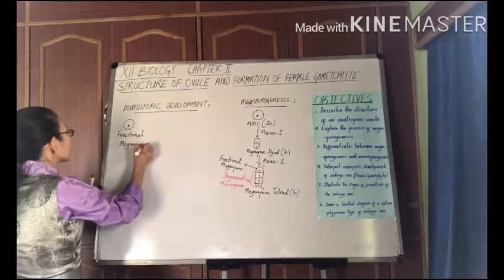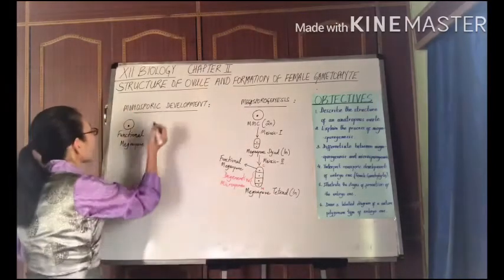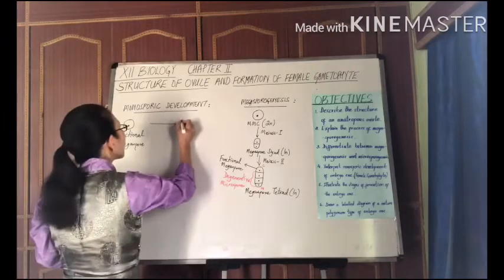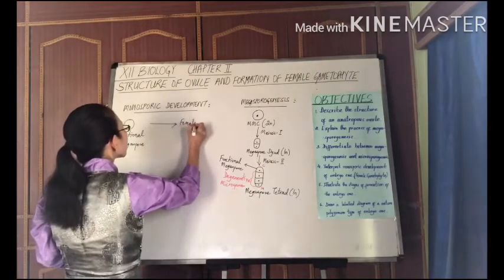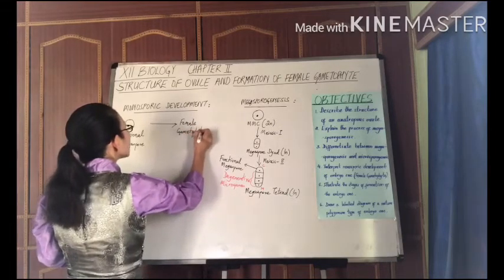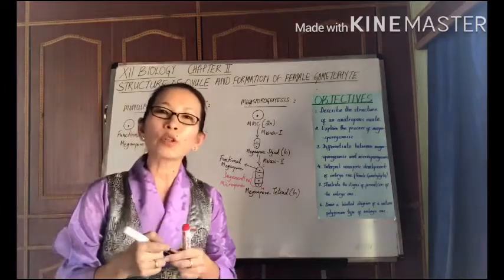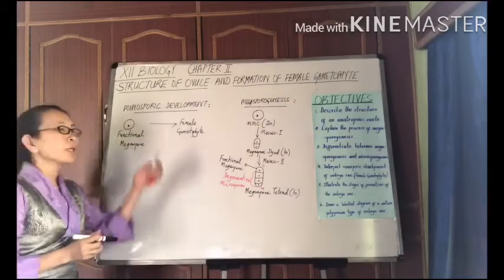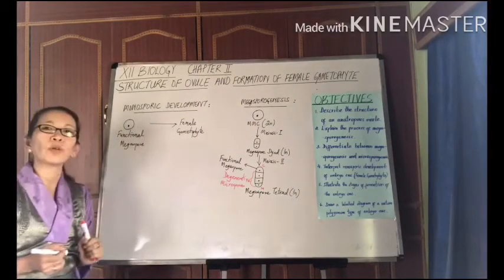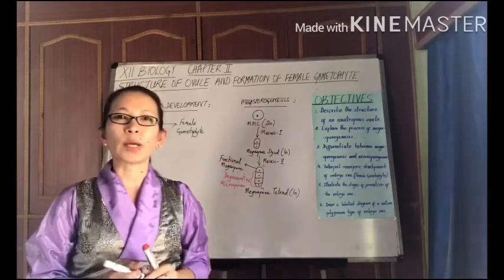Which is said to be functional, and they are towards the chalazal end, and that functional megaspore would then be giving rise to the female gametophyte. So if such is the nature of formation of a female gametophyte from a megaspore, it's referred to as monosporic development, because only one megaspore is used here for the formation of a female gametophyte.